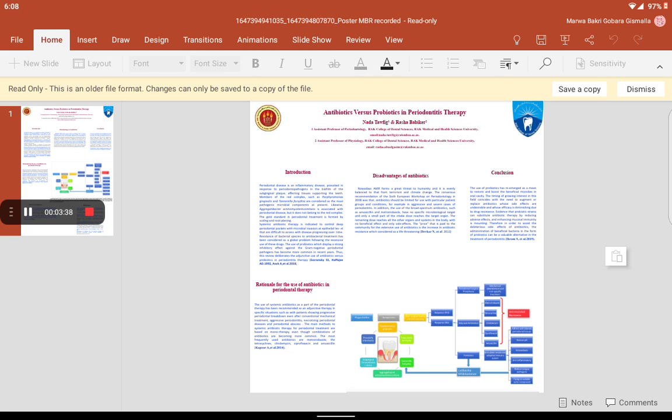So the use of probiotics has re-emerged as a means to restore and boost beneficial microbes in the oral cavity. The timing of growing interest in this field coincides with the need to augment or replace antibiotics whose side effects are undesirable and whose efficacy is diminished due to drug resistance. So, in order to avoid the deleterious side effects of antibiotics, administration of beneficial bacteria in the form of probiotics can be a valuable alternative in the treatment of periodontitis.